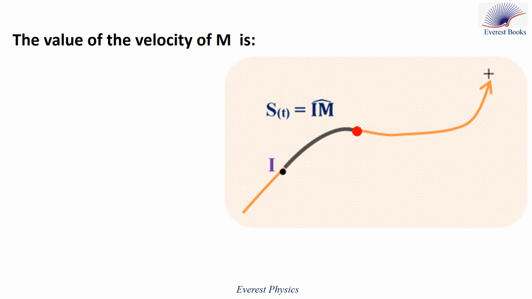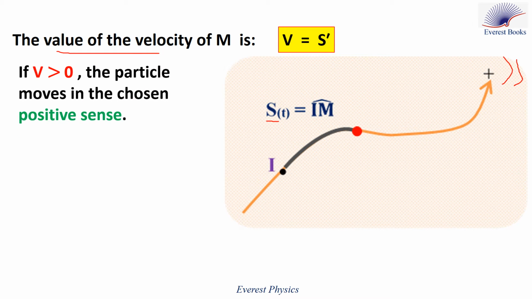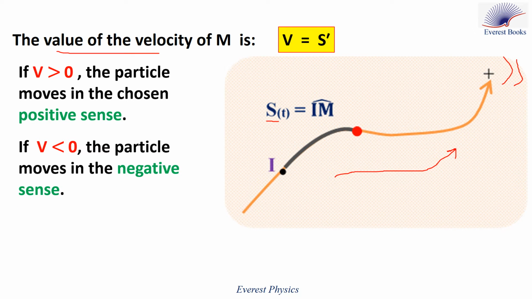Consider a particle moving on a curved path. This is the chosen positive sense. S is a function of time. If we want to find the value of the velocity, then we must differentiate S with respect to time. Then the value of the velocity is the time derivative of S. After finding the value of the velocity, if this value is positive, the particle moves in the chosen positive sense. Then in our example, the particle would move in this direction. If v is negative, the particle moves in the negative sense.